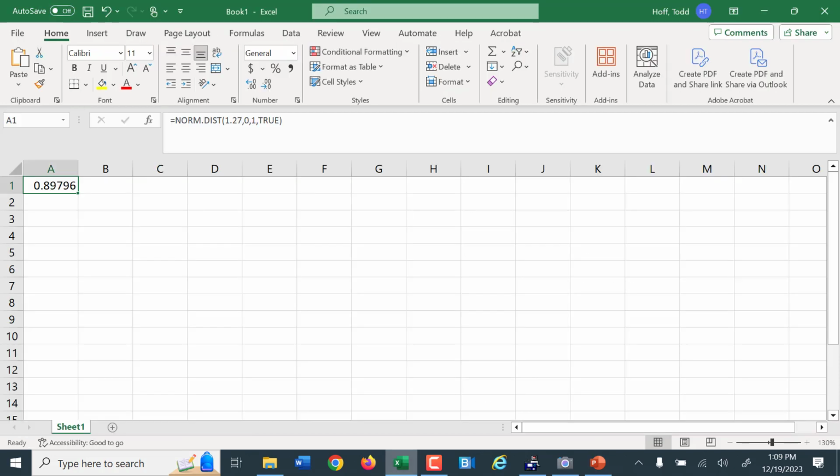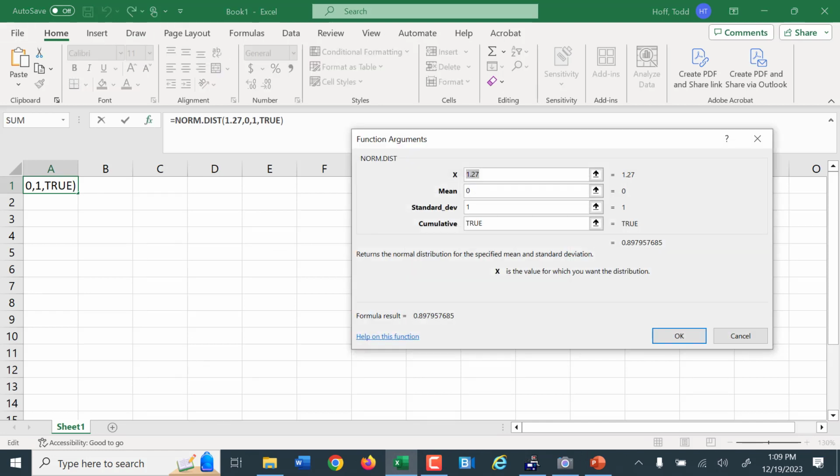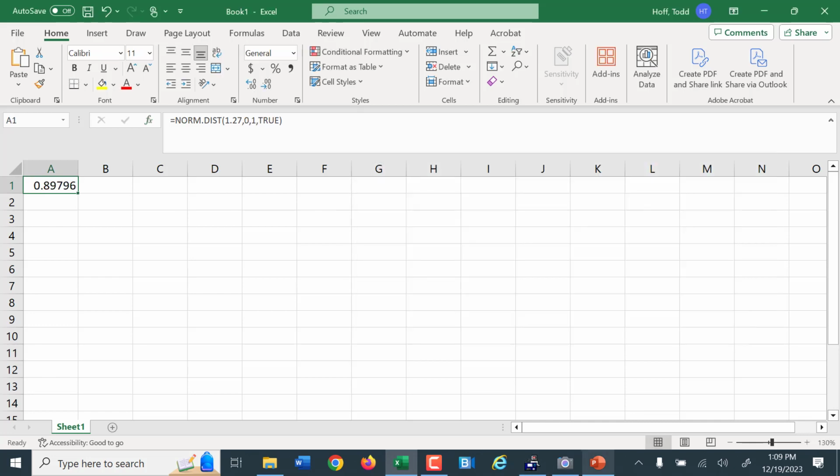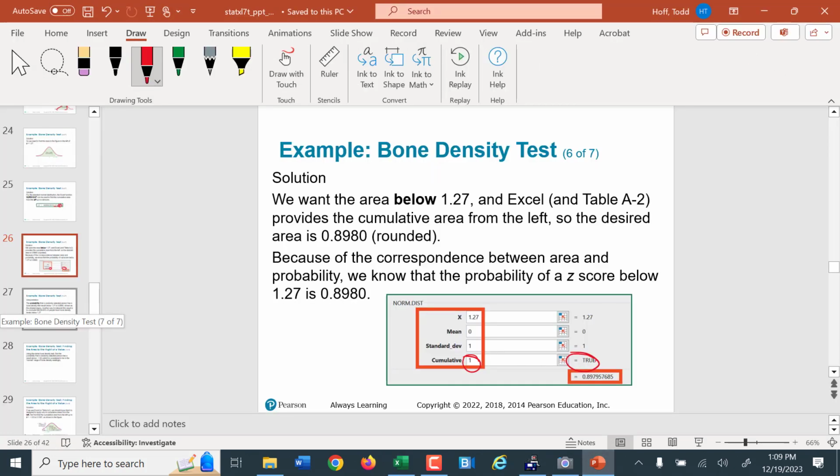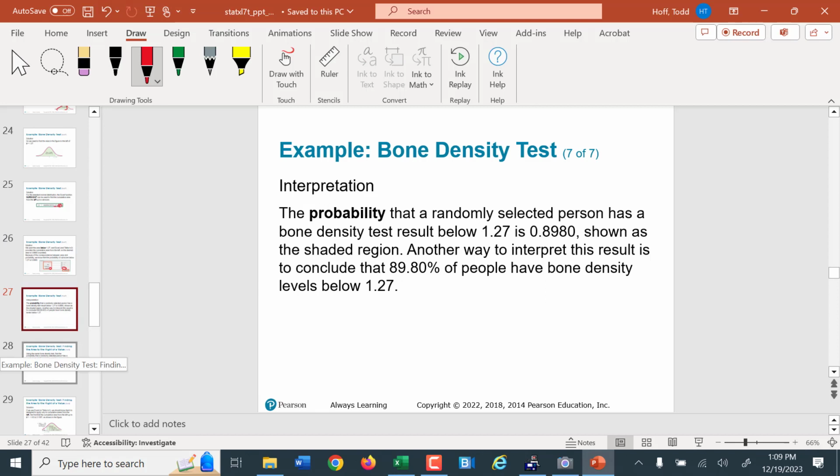When we did it, we entered the word true, and it gave us the same thing, it's true to pop up. So it's this shorter way of entering true is all that is. Either way, the probability of having a bone density score of less than 1.27 is 0.8980. And there's the summary of that result.